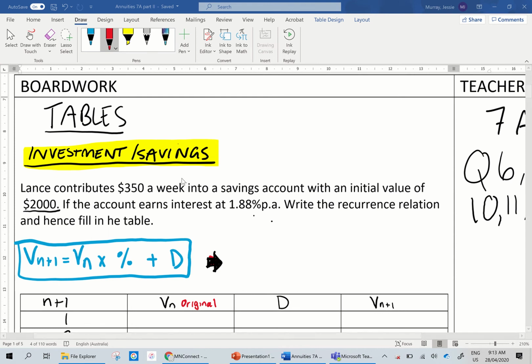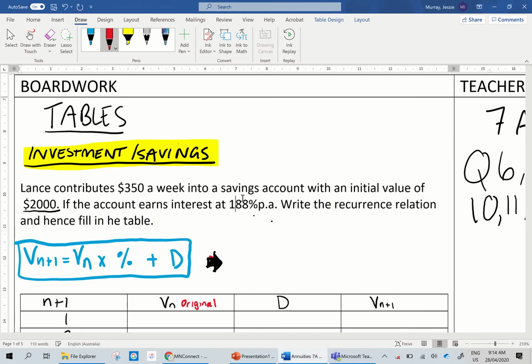Annuities and tables is very common in the HSC, however, not these tables so much. There's going to be some tables we look at in the next couple of lessons which are highly common. In fact, I've never seen a question set out like these tables in the HSC, but they are in the exercise, so they definitely means they can be in the HSC.